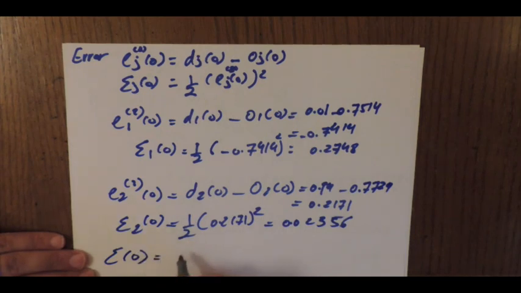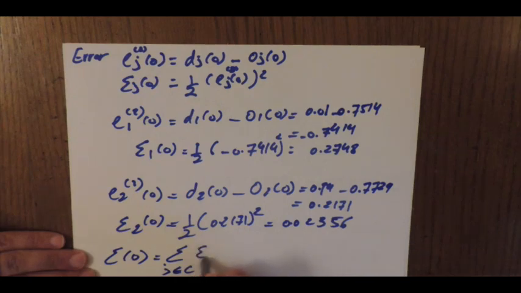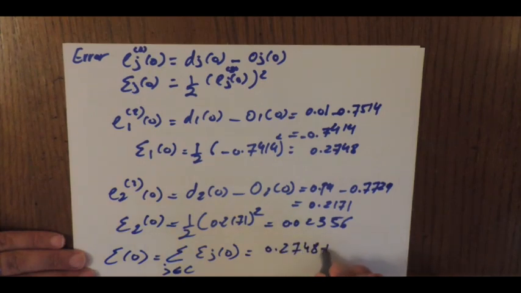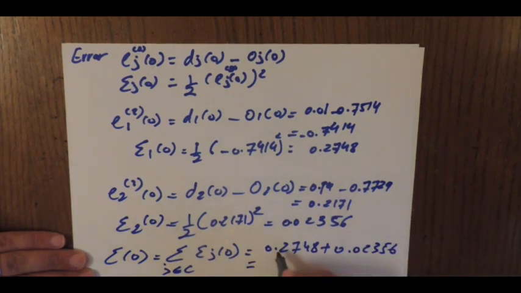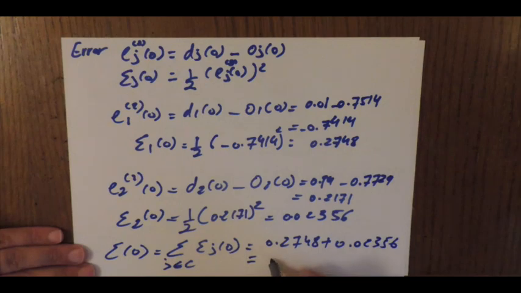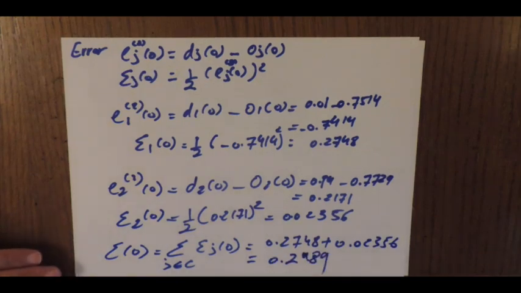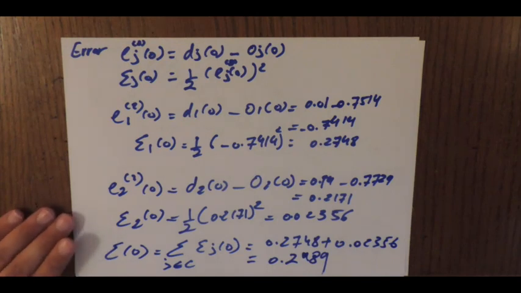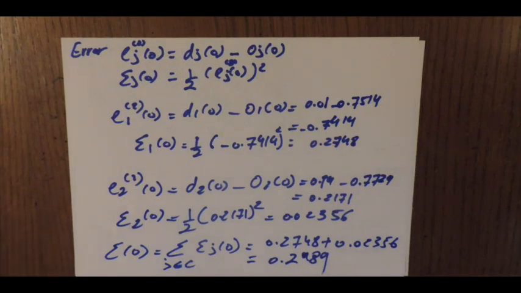Okay, the total error is equal to the summation for j belonging to C of ej of 0, and in this case it will be 0.2748 plus 0.02356, and we have the total error of 0.2989. So now we calculated the error, we calculated the forward pass. So what about the backward pass?